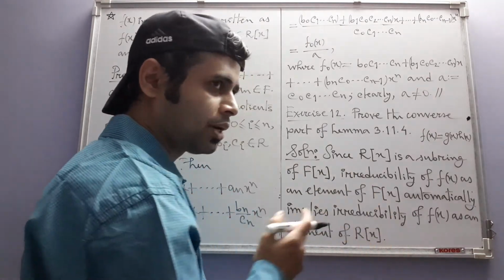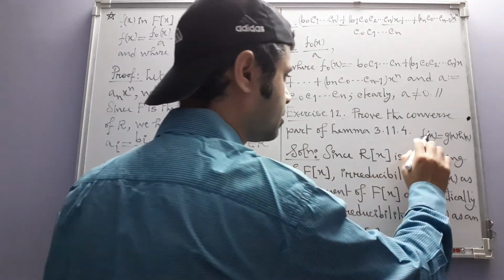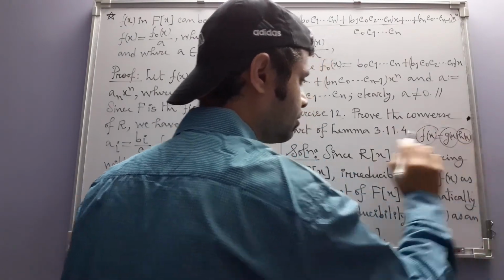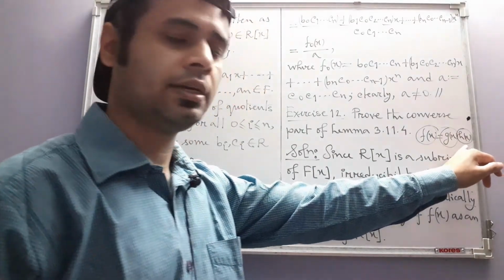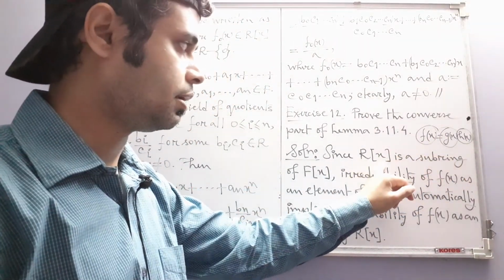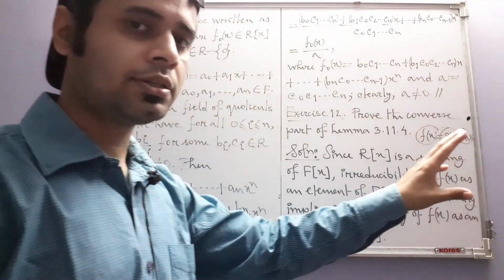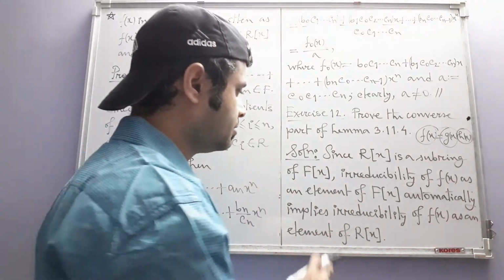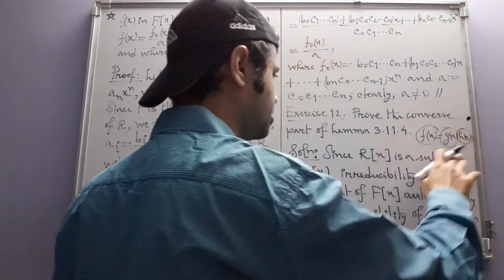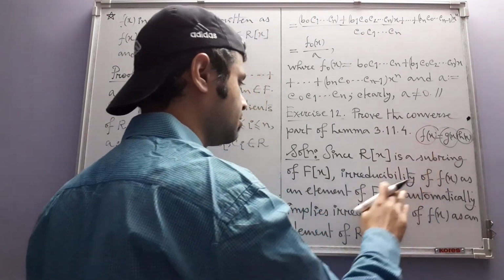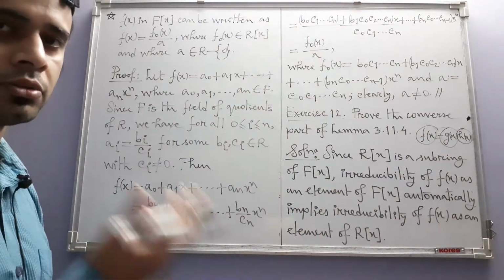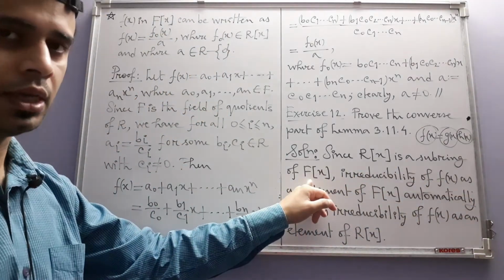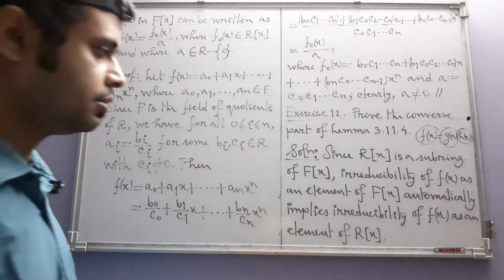we are able to find a non-trivial factorization of f(x) as a product of a non-unit element g(x) and a non-unit element h(x) in R[x], then these will also be non-unit elements in F[x], and hence this will be a non-trivial factorization of f(x) in F[x] also, contradicting the irreducibility of f(x) over F. So that's why we are writing this.